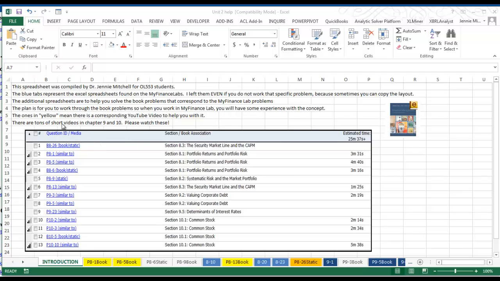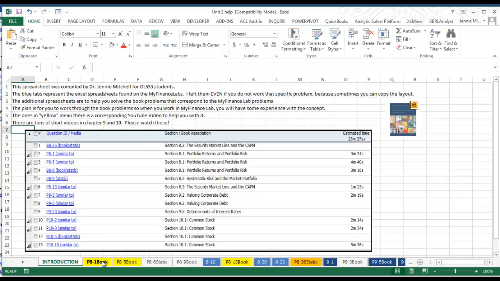I also wanted to point out that if they're blue tab, that means these are the spreadsheets provided by the author, and they will help you solve the problems. If you see a yellow tab, that means we're going to have a video in YouTube, and I'll put the link also in the Excel sheet. And I do want to point out that in chapters 9 and 10, and even in 8 there are some, but in 9 and 10 there are like 6 videos over the different checkpoints, and they're very good. So that may be something that you want to make sure to review.